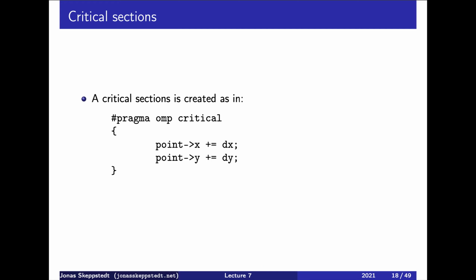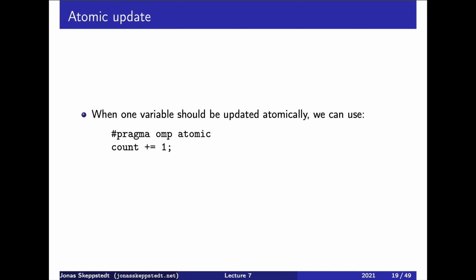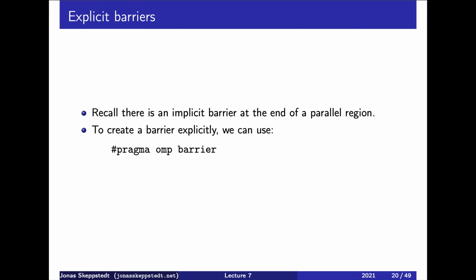If we want to have a critical section, we can do like this, and then only one thread is allowed to execute the code here. So it is the code that we protect. Atomic updates can be done using this construct, and we can insert an explicit barrier, but recall there is an implicit barrier at the end of each parallel region.